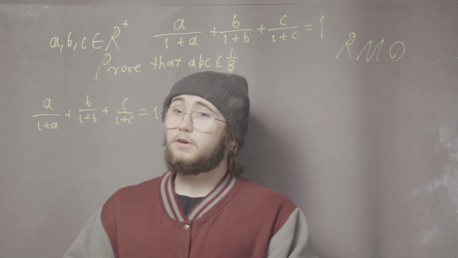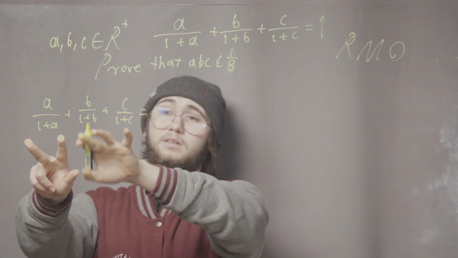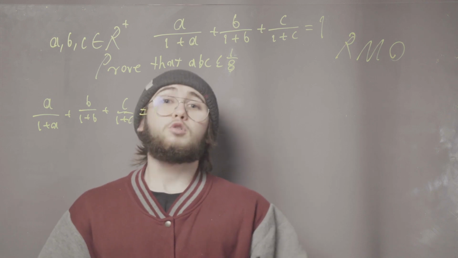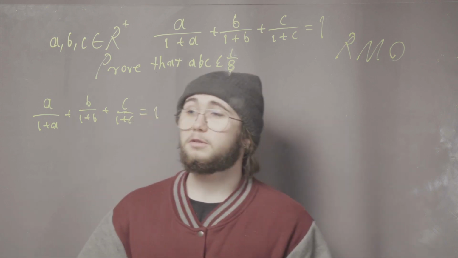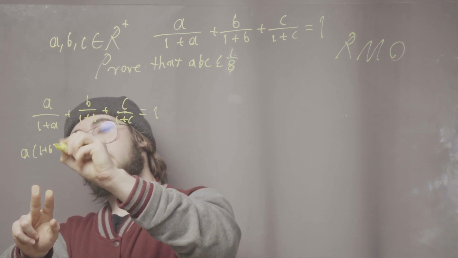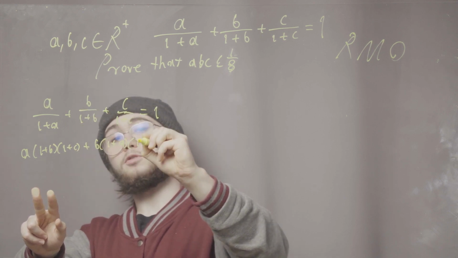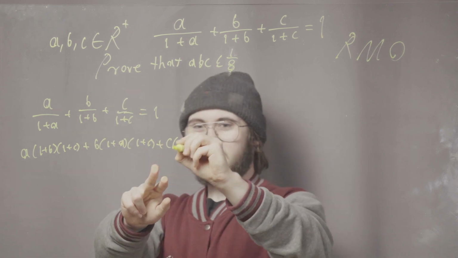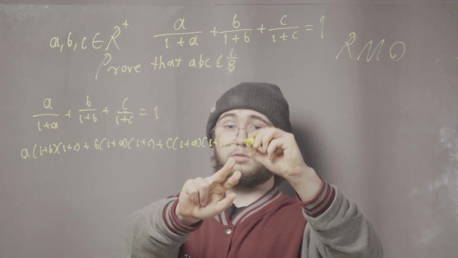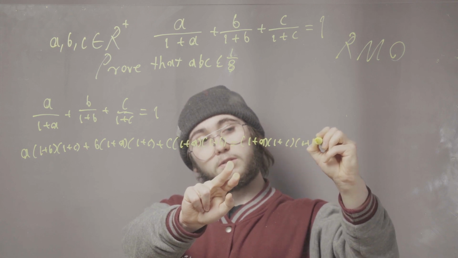Lovely. So first of all, what we have to do is, unfortunately, multiply both sides of the equation by the product of those denominators, which will be absolutely awful. So A times (1 plus B) times (1 plus C), plus B times (1 plus A) times (1 plus C), and plus C times (1 plus A) times (1 plus B) is going to be equal to (1 plus A)(1 plus C)(1 plus B).